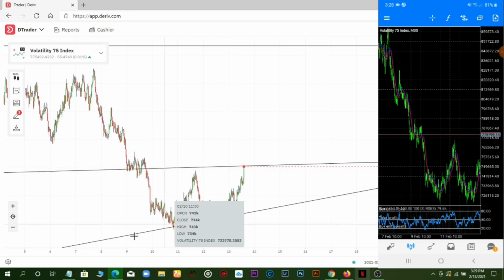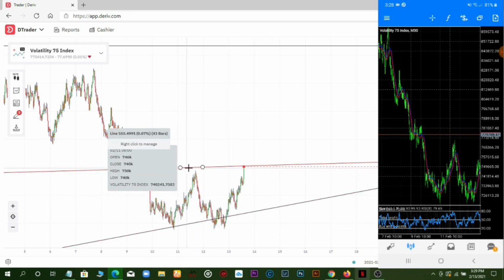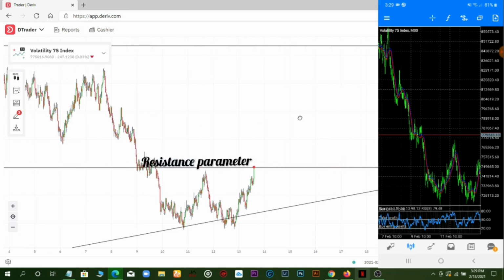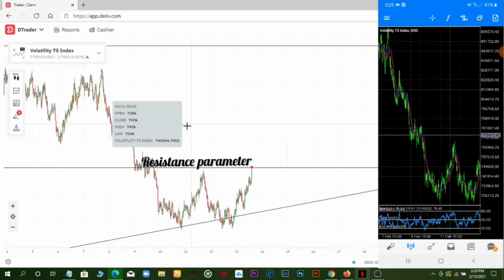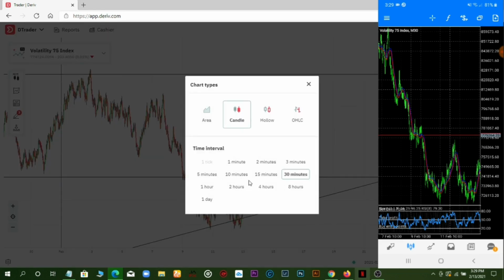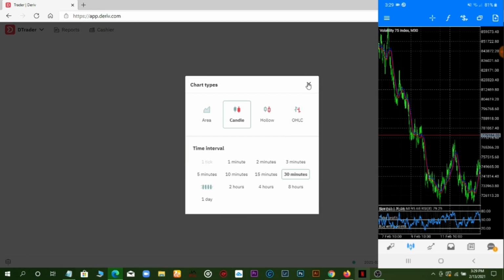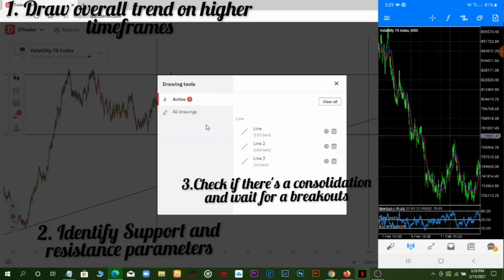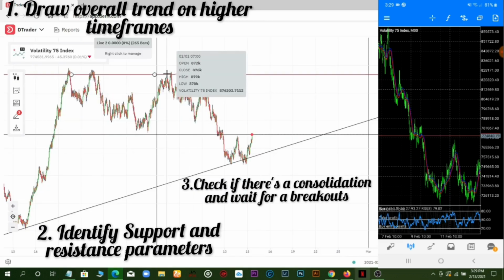So as you can see, I've drawn my trend line on the larger time frames, and now I'm drawing my resistance. As you can see over there, that's my resistance parameter. And just so you know, when you get on your naked chart, the first thing you do, before you even check your phone and do the strategy, is make sure you draw your trend line. Make sure you can identify your trend line, if it's a buy or sell trend. After doing that, you draw your resistance just like I've done. You draw it anywhere you see a resistance.